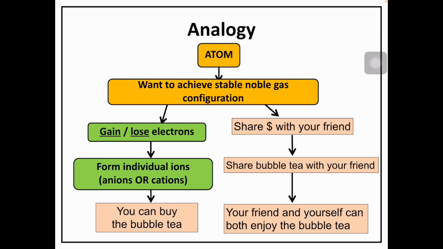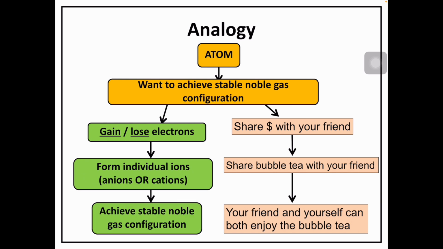Right, so you have your anions or your cations depending on whether you gain or lose electrons, and then they are both now stable. So they achieve what they wanted at the start, just like you want the bubble tea, but in the process, someone must lose and gain, because you are borrowing money from your friend, and then you achieve that stable electronic structure. That is the whole concept of how an ionic bond works.